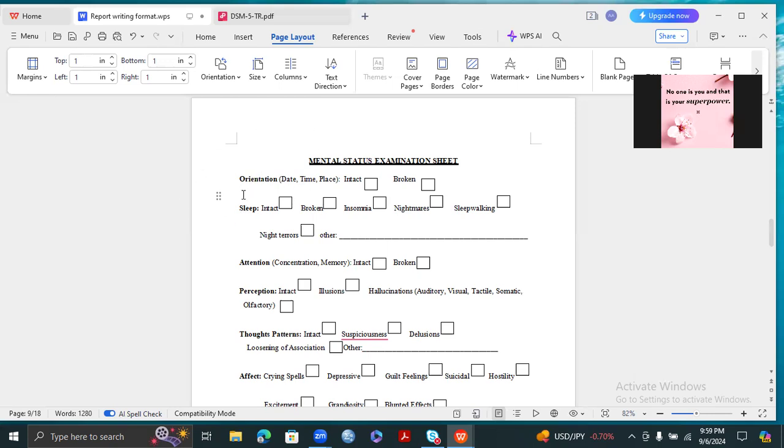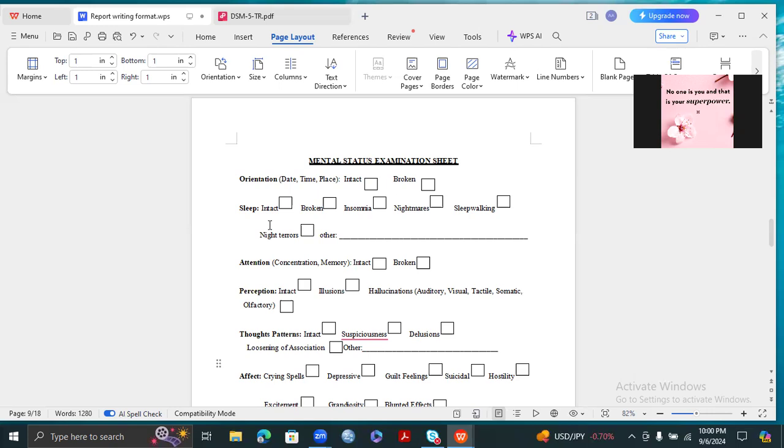Here is the orientation. That is the basic component of the mental status examination inquiry. Then comes the sleep. You have to understand if the client has an intact pattern of sleep time, like he used to sleep for at least 6 hours a day, right? If it's broken, or the client is having regular episodes of insomnia, nightmares or sleepwalking, you have to make sure to mention that. In case the child is facing night terrors or bad dreams, you have to mark that down.